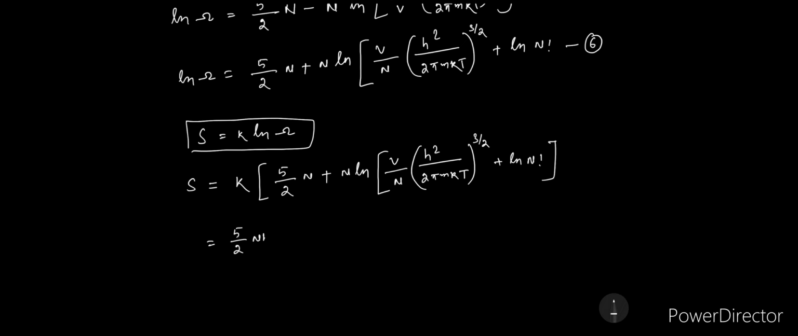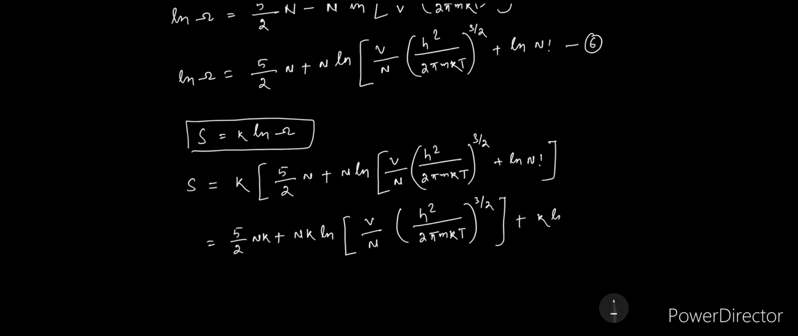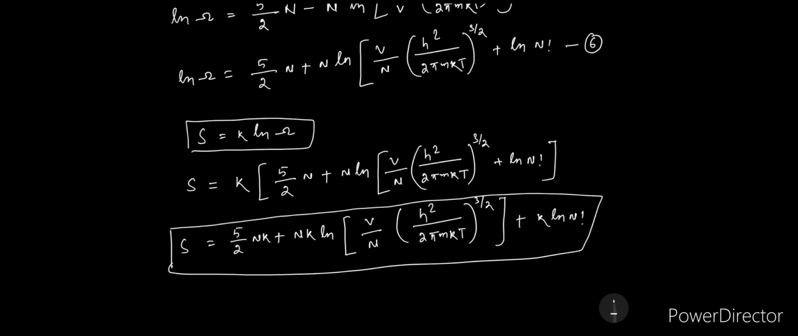5/2 Nk plus Nk ln V by N, h square by 2 pi mkT to the power 3/2, plus k ln n factorial. So this is the required expression, that is the entropy of an ideal gas. Okay.